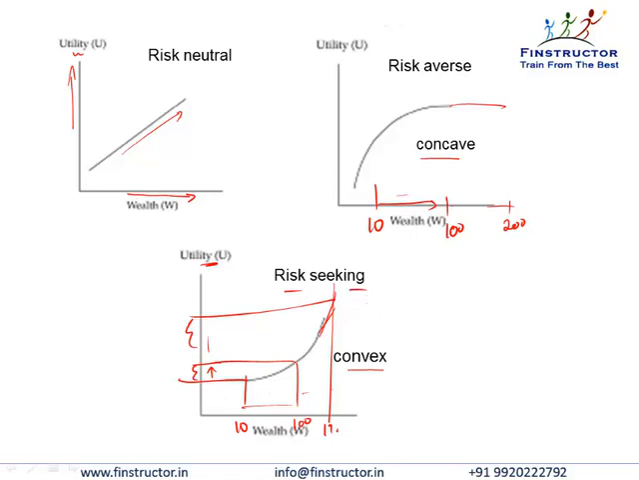This person will be actively looking out for risky opportunities. Even if there is a 10% chance of making $100 and a 90% chance of making nothing, he may still want to invest because he is greatly lured by this chance of making $100. So these are called utility functions, guys. Remember, straight line or linear for risk neutral, concave for risk averse, and convex for risk seeking investors.